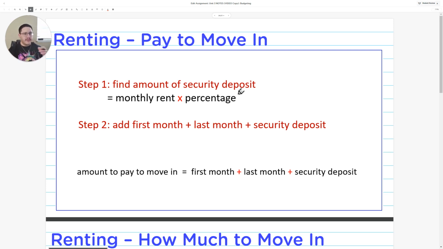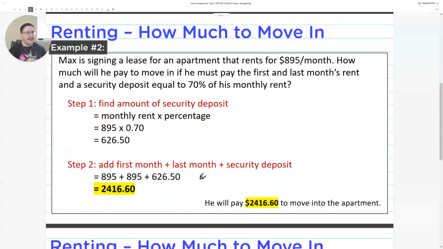However, if there are some things that they need to touch up or clean up because of damages done to the apartment, they will use a part of that security deposit, and if they have any left, give it back to you, or you just may not use it in general. So the first thing we're going to do is find the security deposit, which is the monthly rent times a percentage. Then for step 2, to get the total amount to move in, you're going to add the first month, the last month, and the security deposit together. So let's look at an example.